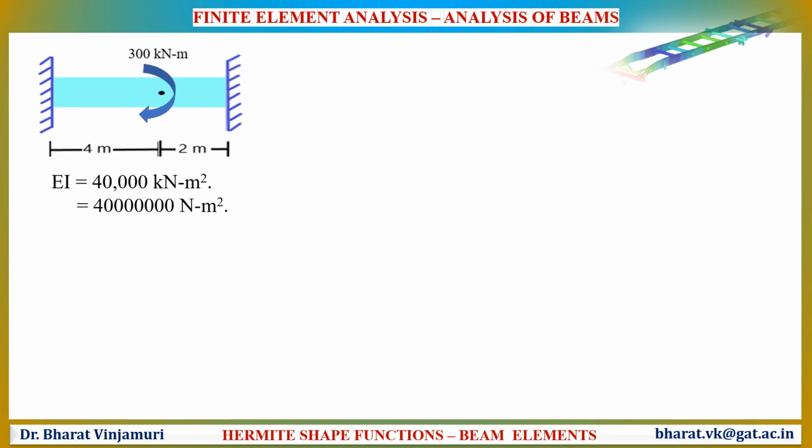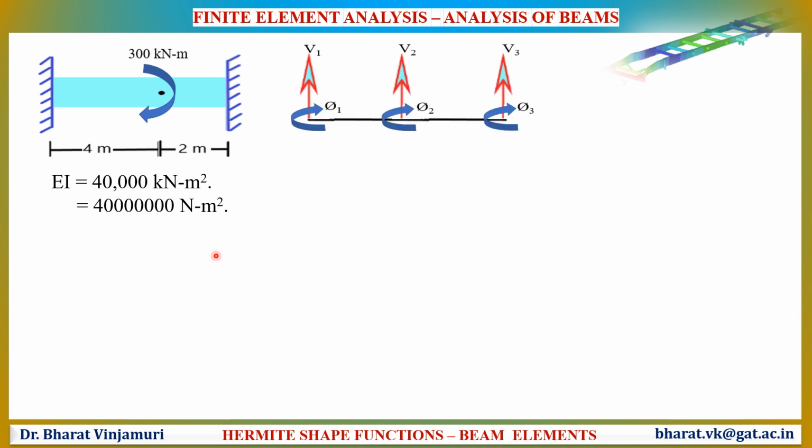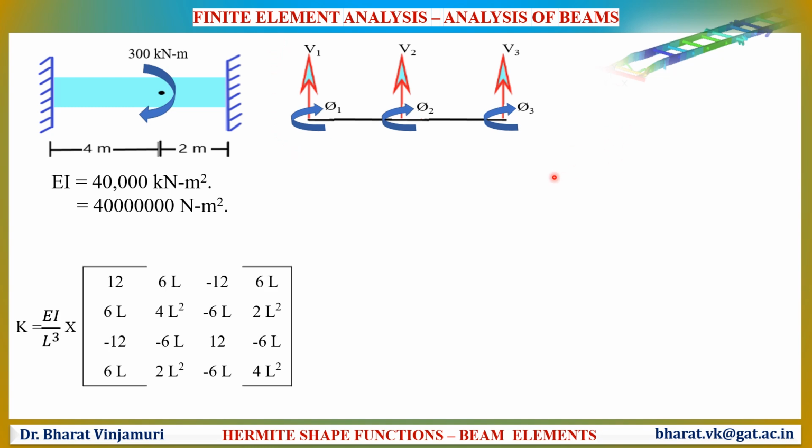Let us start solving this example by converting the geometric model into a finite element model. The finite element model will have two elements with 3 nodes. A total of 6 degrees of freedom will be available for the structure. The stiffness matrix will be determined by the following equation.